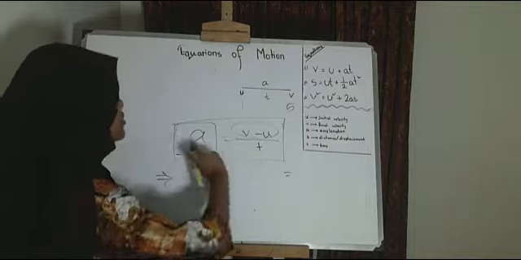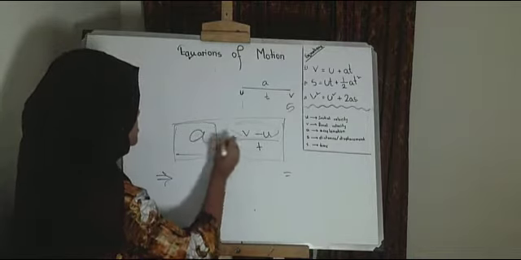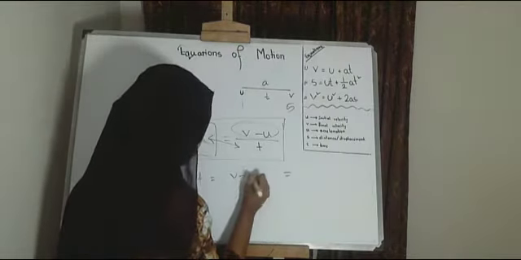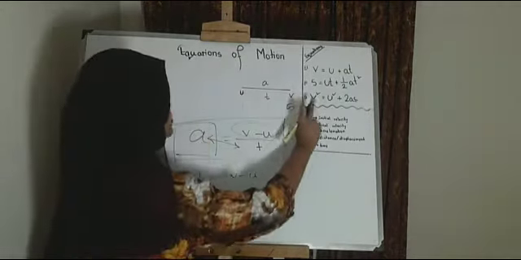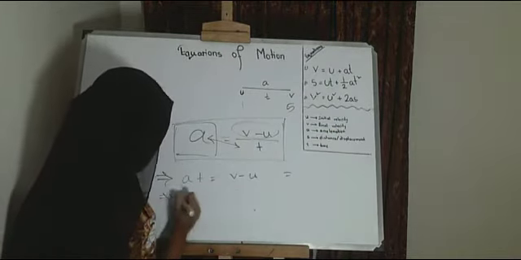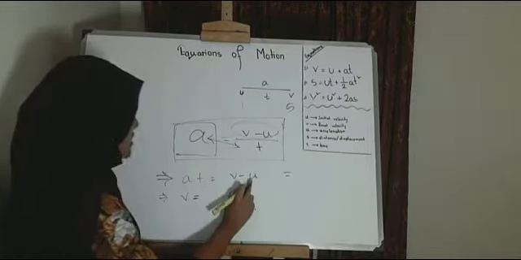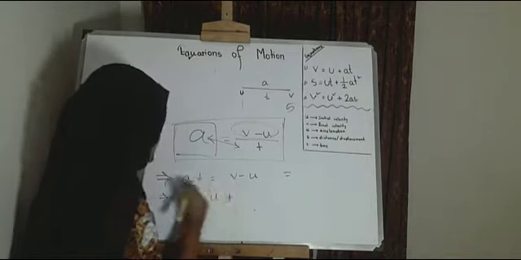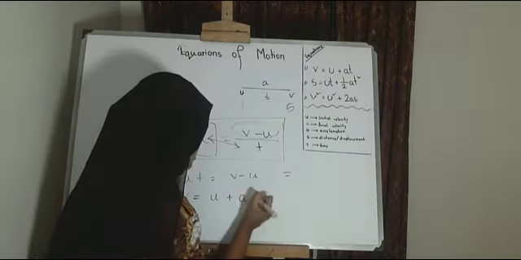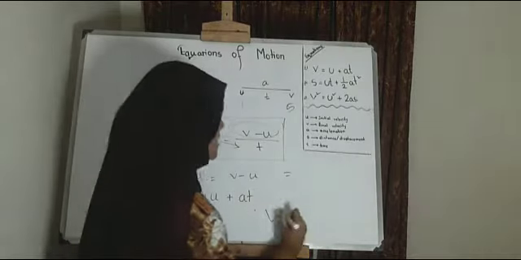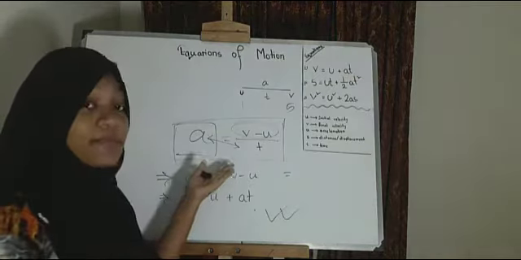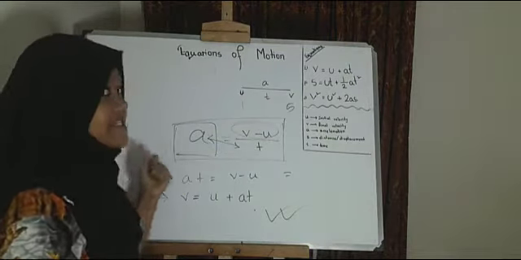Now let's do cross multiplication. So A is multiplied with T, which is AT equals V minus U. And in the formula we need what? We need V. So V equals, here U is minus, so here it will be plus, and AT is already plus. So U plus AT. Yeah, that's the equation. That's the first equation of motion. And we have got it from the concept of acceleration.